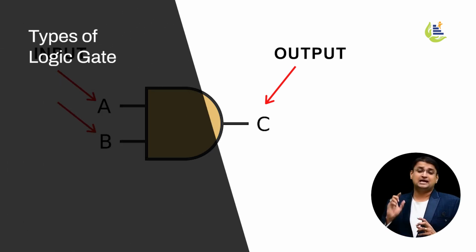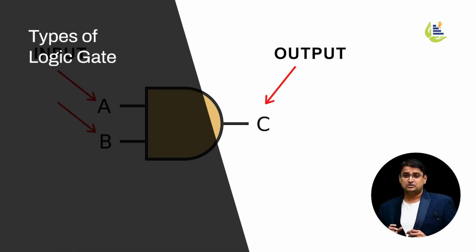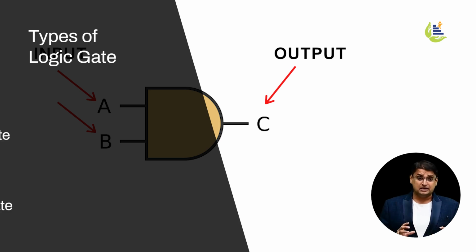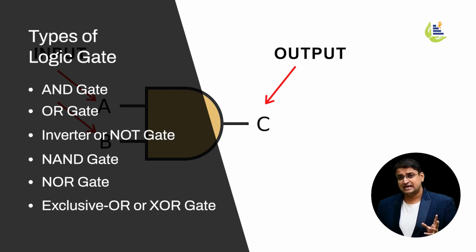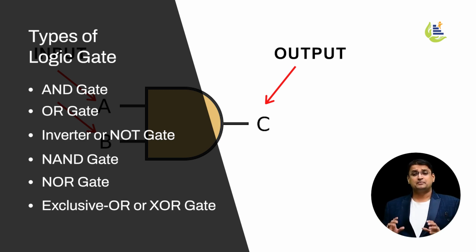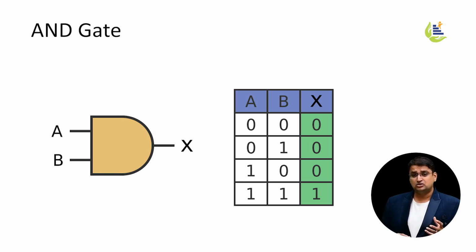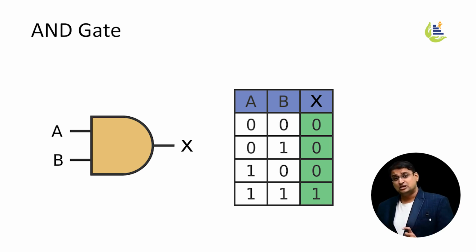Types of logic gates. There are various types of logic gates as follows: AND, OR, inverter or NOT, NAND, NOR, exclusive OR. Let's understand these types of logic gates in detail. AND gate. This gate is also represented by a dot, like A dot B. An AND gate returns true only if both the conditions or inputs are true, otherwise it returns false.